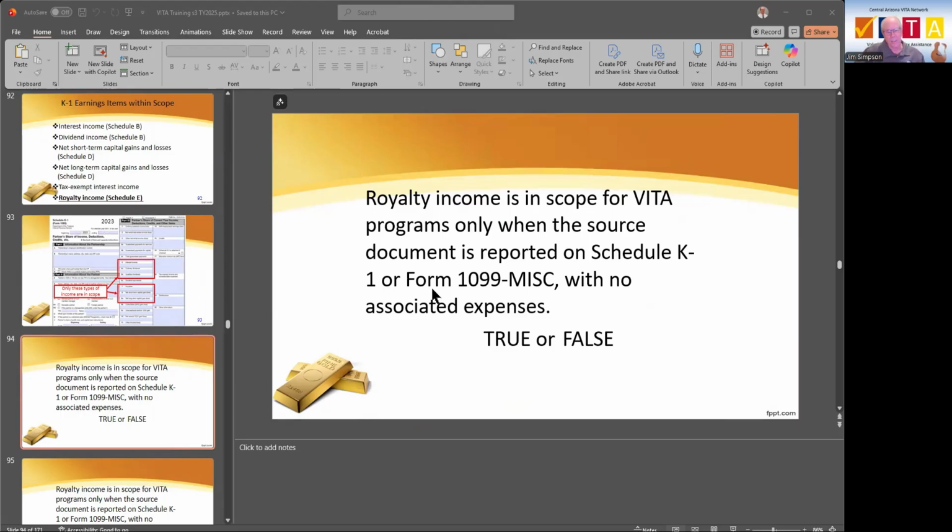Royalty, this is a true or false question, but I'll just kind of talk with it. Royalty income is in scope for a VITA program. Usually we see that reported on a 1099 miscellaneous, remember in box 2. The key here is we can do royalty income as long as there's no associated expenses with it. That's the key. Sometimes you get royalties off of oil wells, but then the oil well partnership passes through taxes and other expenses that you can offset the income with, but we're not allowed to do that. If they've got just plain royalty income, we could do it.